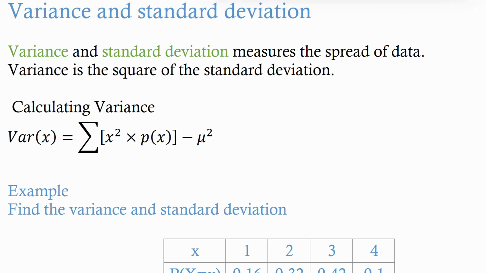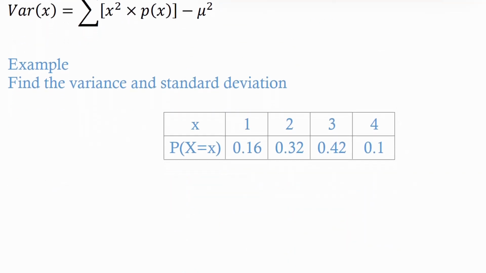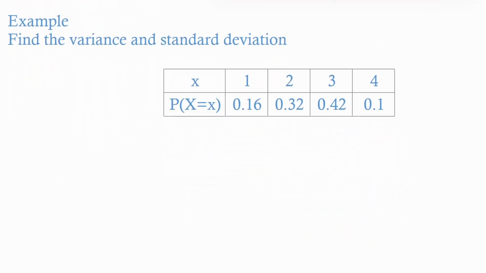The variance of x equals the sum of x squared times the probability of that score, and then altogether minus mu squared. Now remember, mu is just your expected value. So here's our probability function table, distribution table. There are times when you'll have to find it yourself, but in this example we've been given it, and we need to find the variance and standard deviation.